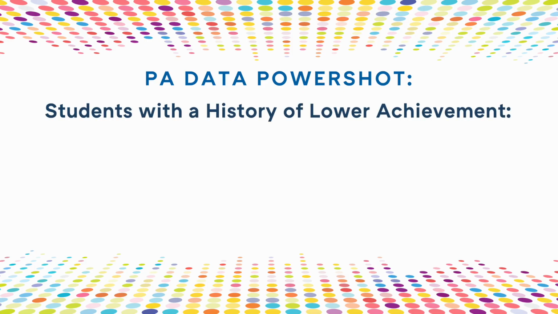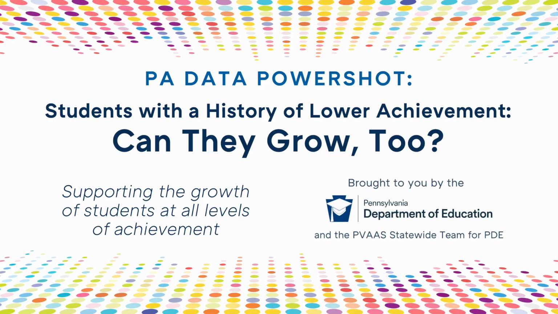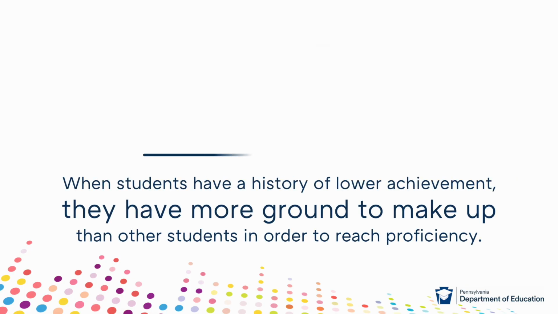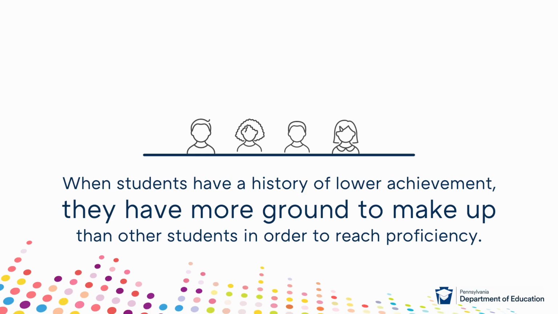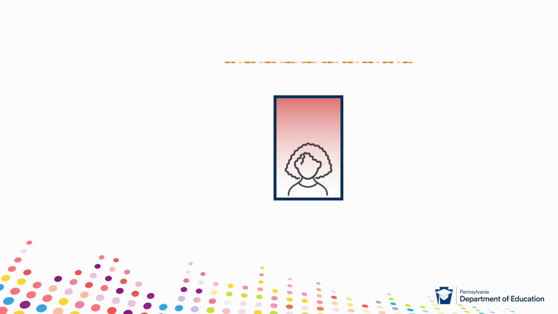Students with a history of lower achievement. Can they grow too? We hope that you find this brief power shot to be powerful in your work. Check out the companion guide that accompanies this power shot to learn how to use this video and get ideas for action planning. It's true that when students have a history of lower achievement, they may have more ground to make up than other students in order to reach proficiency.